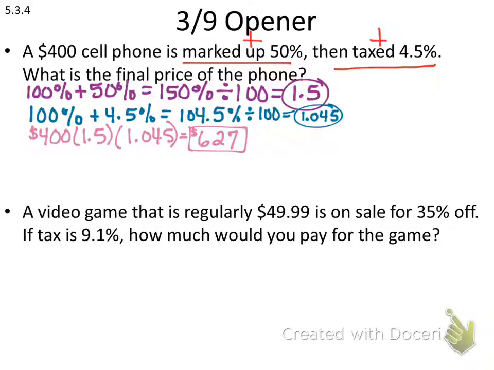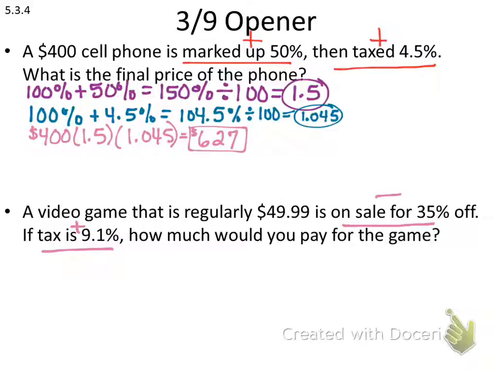Okay, the next one, a video game that is originally $49.99 is on sale for 35% off. If it is taxed at 9.1%, how much would you pay for the game? So again, we're going to end up with two multipliers. Our first percent that we're dealing with says it's on sale for 35% off. If it's on sale, is that going to be an increase or a decrease? A decrease. Our second one, if it's taxed at 9.1%, that's going to be an increase.